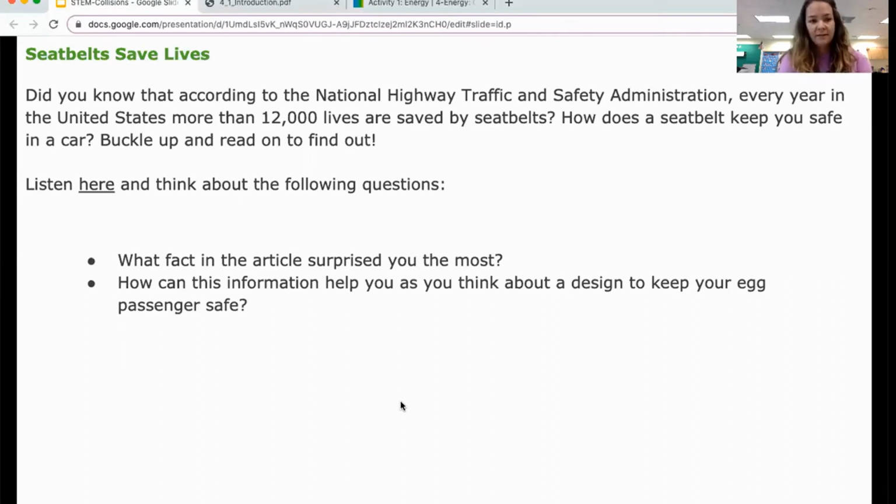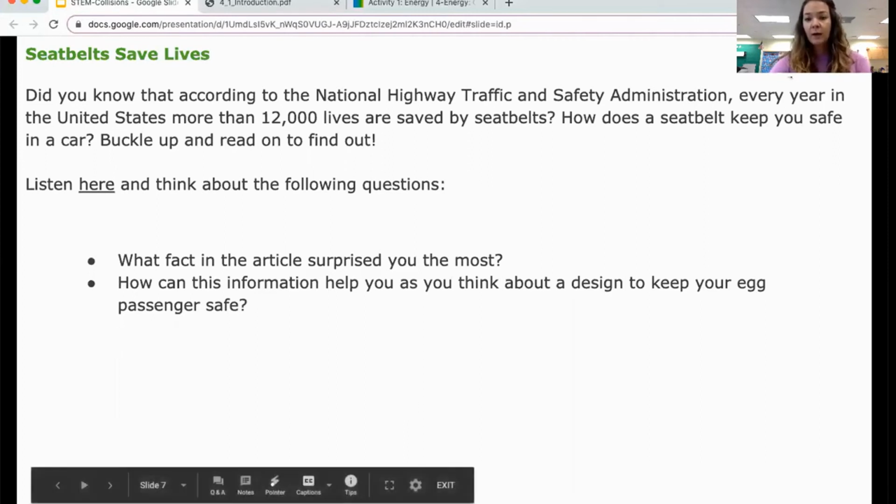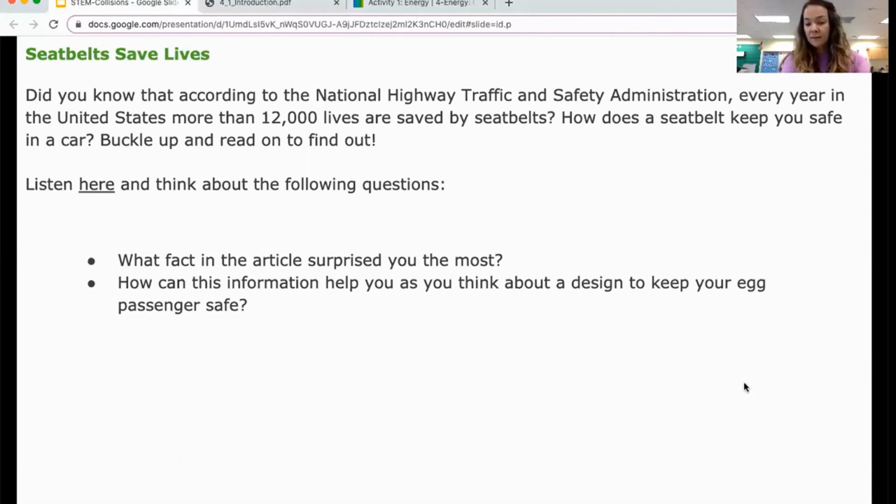Seatbelts save lives. Did you know that according to the National Highway Traffic Safety Administration, every year in the United States, more than 12,000 lives are saved by seatbelts? How does a seatbelt keep you safe in a vehicle? Buckle up and read to find out.